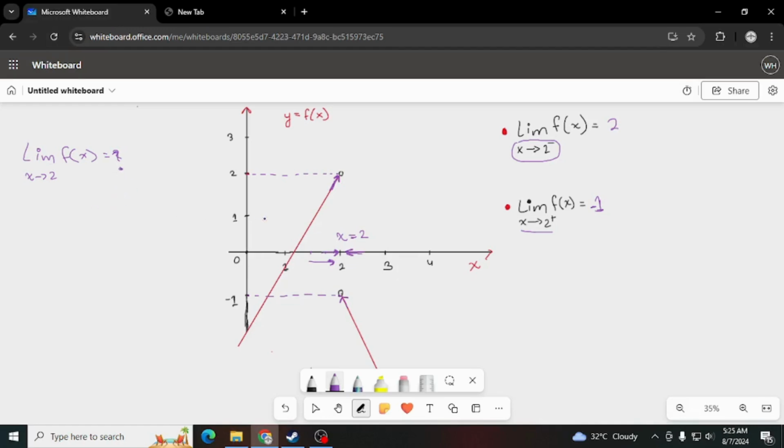This question does not have an answer in this scenario, because the limit as we approach 2 from the left-hand side does not equal the limit as we approach from the right-hand side. If these two limits are not equal to each other, it means that the general limit as x approaches 2 simply does not exist. Does not exist.